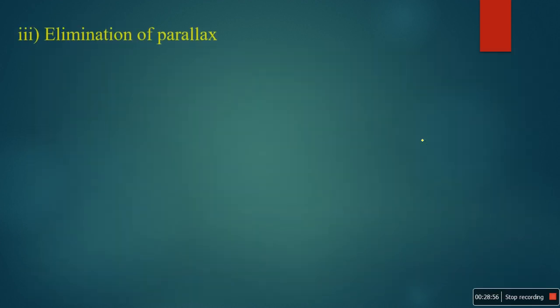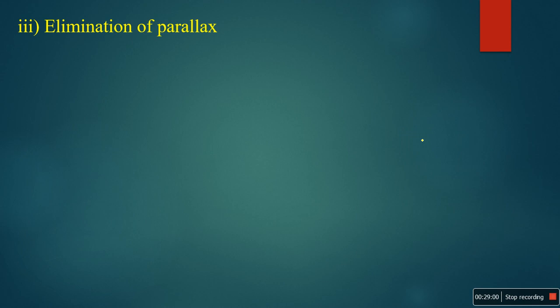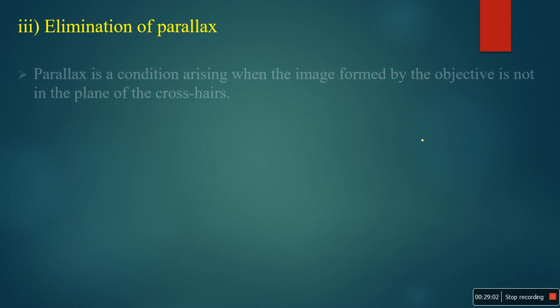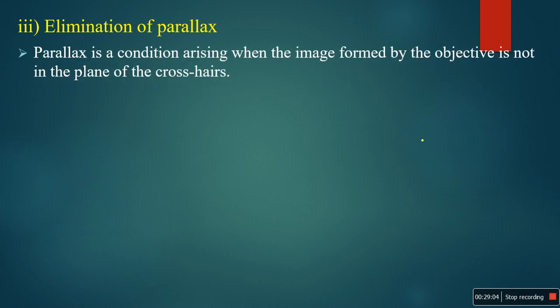Next, the last step, that is elimination of parallax. Elimination of parallax means what? It is the condition arising when the image formed by the object is not exactly over the crosshairs, in the objective glass or in the eyepiece. Just observe here. This is the eyepiece. Here they have marked it like this.